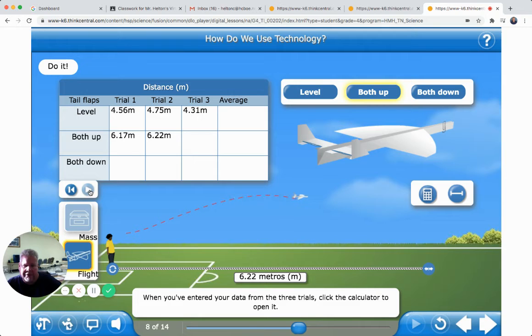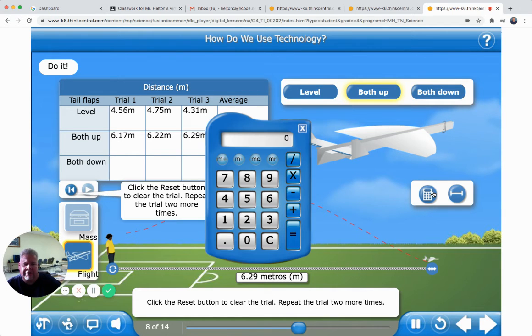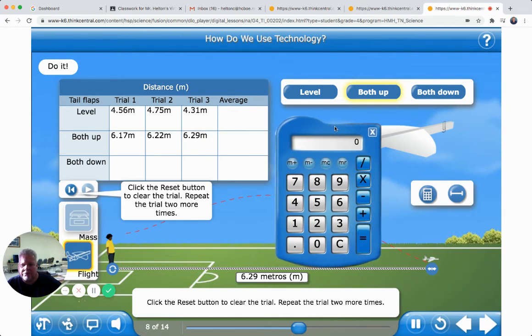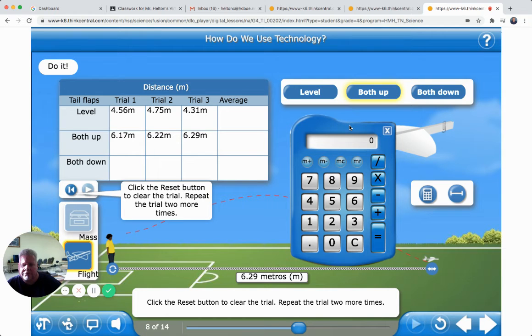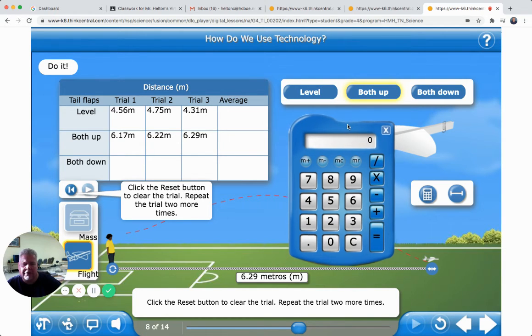Whoa, he's going way up this time. But he came down fast. Maybe just a tiny bit farther. We'll say 6.29. I think that was the best one. Okay, let's go back up here and find the average. Click the reset button to clear the trial. Repeat the trial 2 more times. Okay, I think we didn't do it in the right order here, but we're okay.